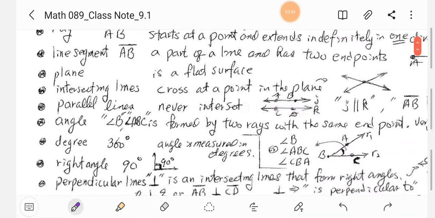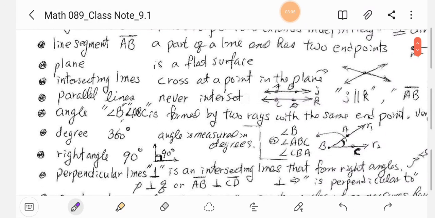And then intersecting lines. What do we mean by intersecting lines? That means the 2 lines are intersecting each other, right? So if 2 lines intersect, then there is 1 point. So 2 lines are crossing at 1 point. If 2 lines are intersecting, then there is a point crossing these 2 lines. How about 3 lines? With 3 lines, these are the crossing points.